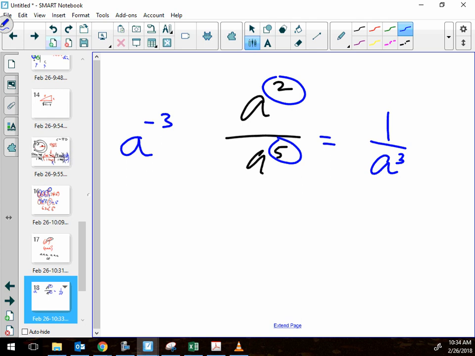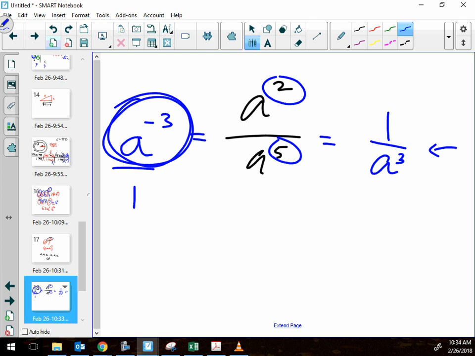A to the negative 3rd is the same thing. A to the negative 3rd is this. Now here's the way I like to teach this part. If I put this over 1, you can put anything over 1 if you want to, because dividing by 1 doesn't change it, right? Okay, so then it shows you that the a to the third is on the top, like this.